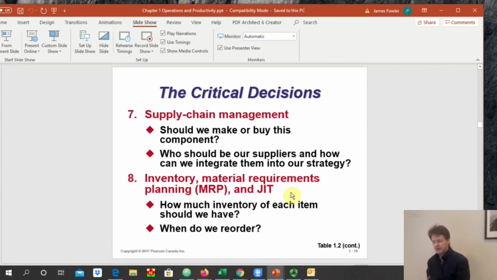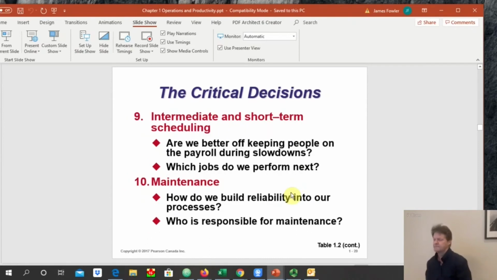And who should be our suppliers, and how can we integrate them into our system? And we look at that through just-in-time and material requirements planning. How much inventory of each item should we have, and when do we reorder? Inventory, very important decision to make, because it's very costly. You don't want to be holding on to too much inventory or raw materials. On the other hand, you don't want to run low or run out of materials or raw goods. That's going to delay your production. Quite a balancing act there.